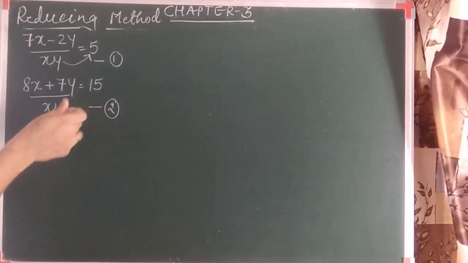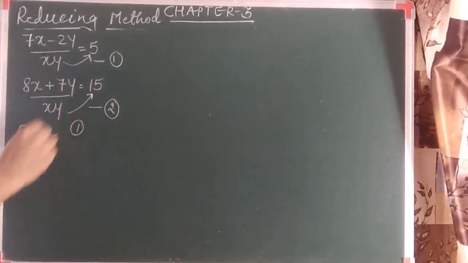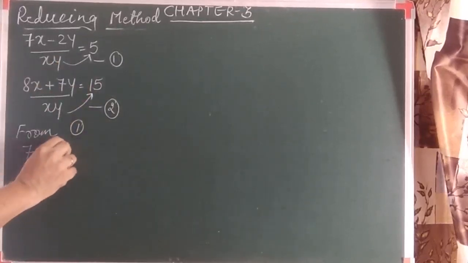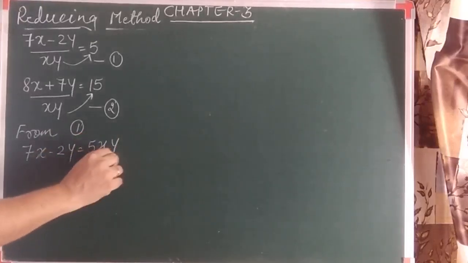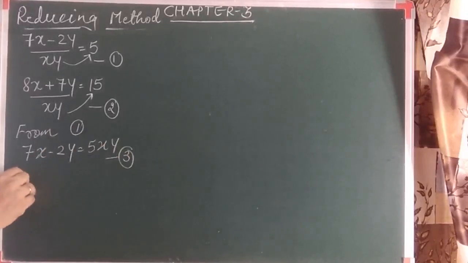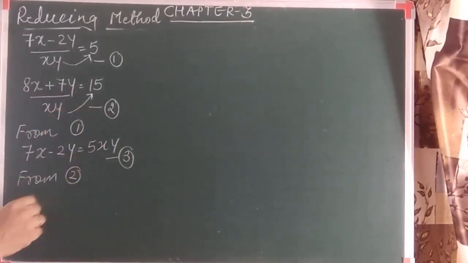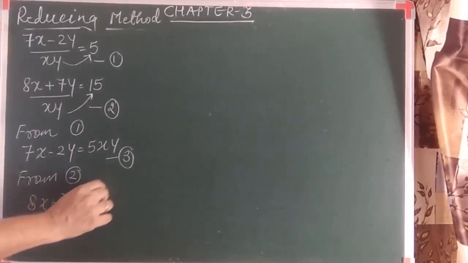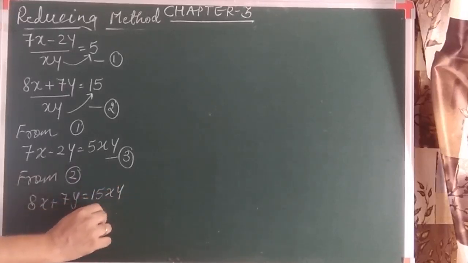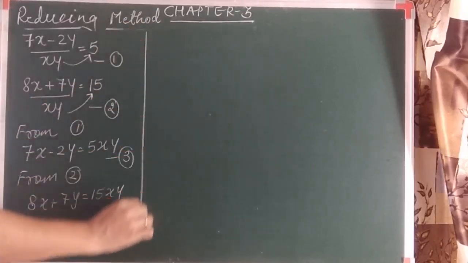Take this xy to the right hand side. So from equation 1, if I take xy to the right hand side, I will get 7x minus 2y is equal to 5xy. This is the new equation I will obtain from 1. And from equation 2, again I am taking xy to the right hand side. So that is 8x plus 7y is equal to 15xy.